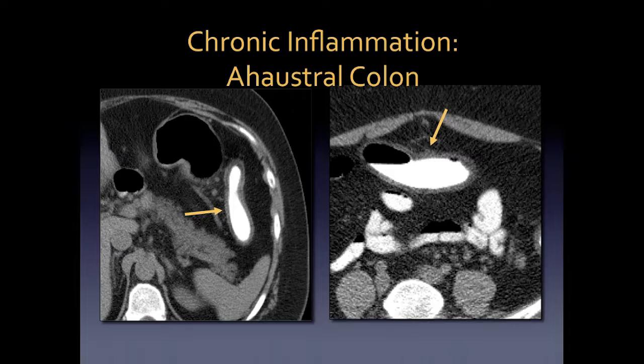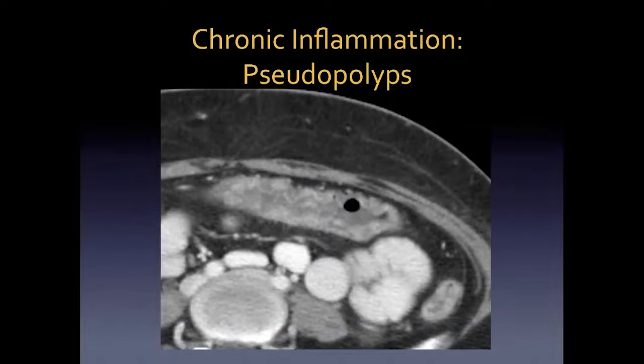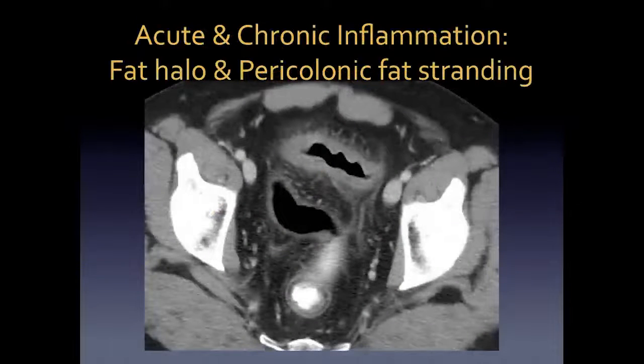The other appearance of chronic fibrosis, chronic inflammation in the colon, the ahaustral colon. This was a patient with ulcerative colitis. And then our last sign of chronic inflammation, pseudopolyps. Now, this is something that people tend to think of more as being an old barium enema finding, but you can actually see it at CT as well. Here we see these little heaped up bits of enhancement along the mucosa. Pseudopolyps, a sign of chronic inflammation.